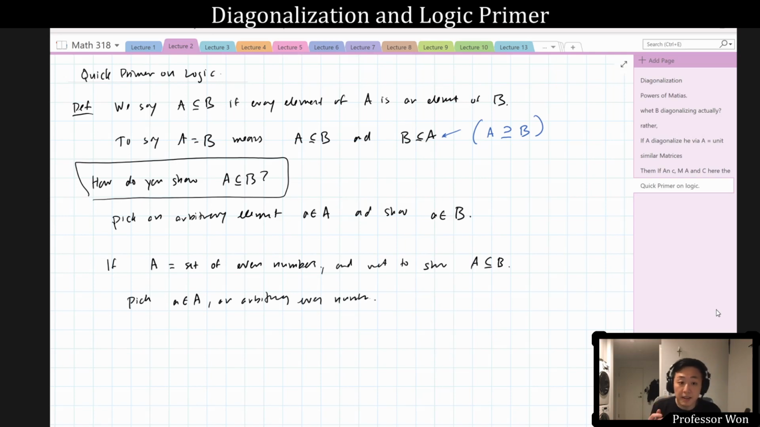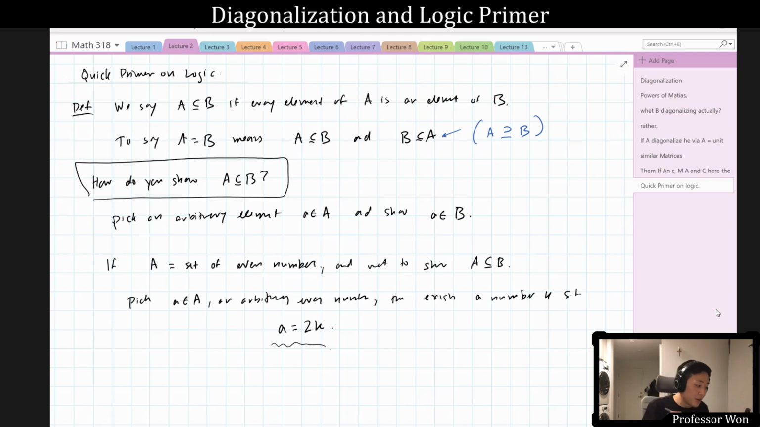Okay, now you're not allowed to say pick 10, because 10 is not an arbitrary even number. 10 is 10. But in your argument, if A is an even number, then there exists some other number, K, such that A is equal to 2 times K. And then you can use properties like this. This is a property that's true for every single even number. So in your argument, you can only use the fact that A is an element of A.